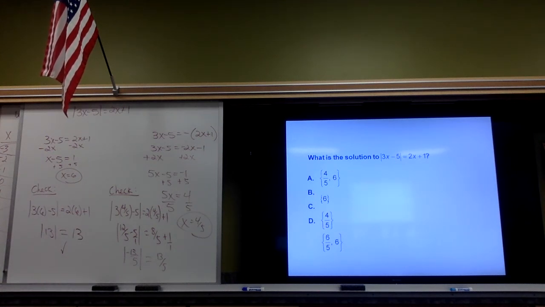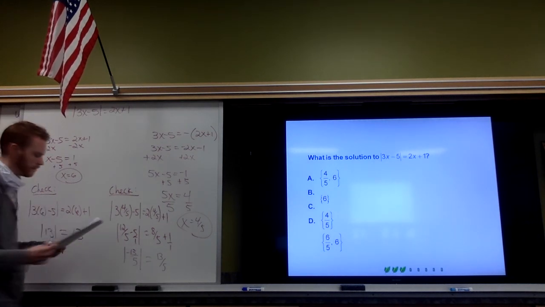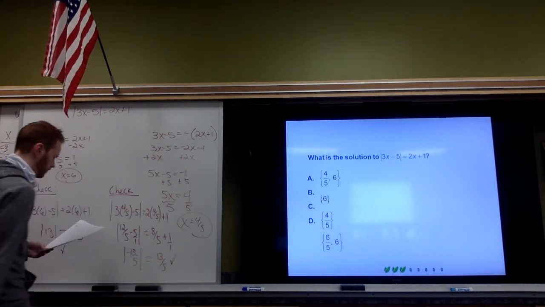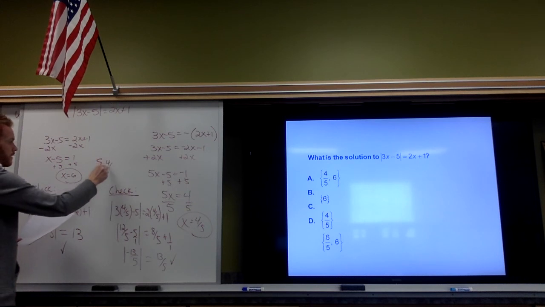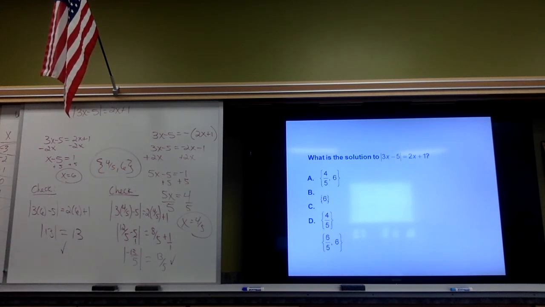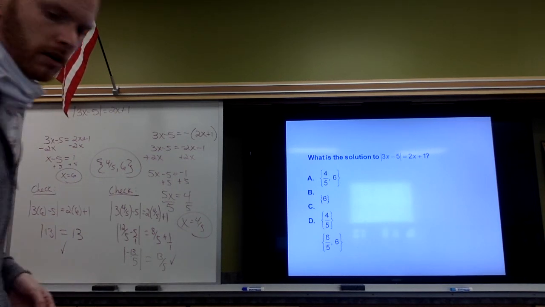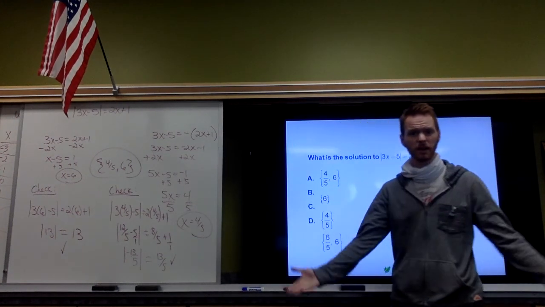So you tell me, does this work? Does the absolute value of negative 13 over 5 equal that? It does. Absolutely does. So my correct answer is both of these. So you can have 4/5 and 6. Both answers work. Okay. Any questions? Please speak up.